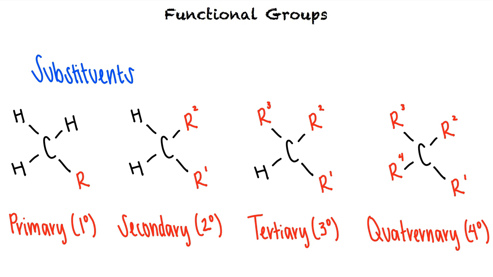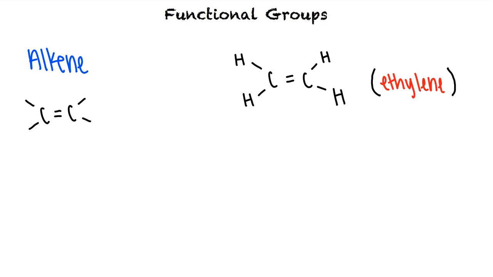What if we have a chain with a double bond between carbons? Is there a different name? There is. If we have a carbon-carbon double bond, this is called an alkene. The simplest alkene is ethylene.